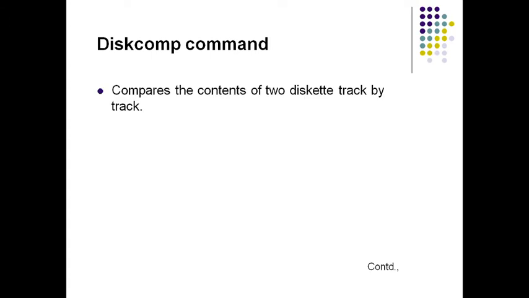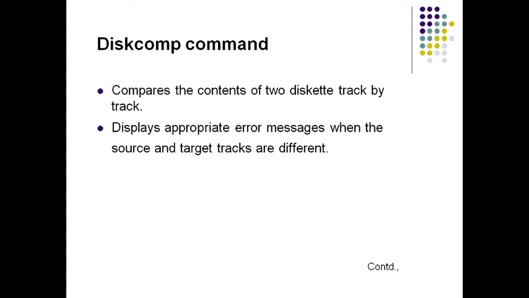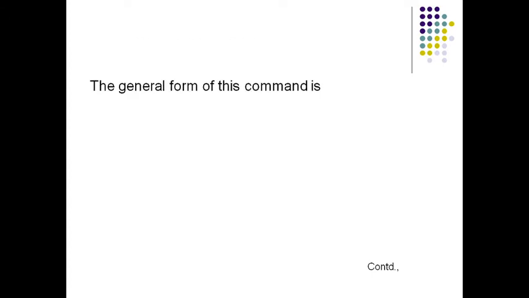Let us move to the other DOS external command, diskcomp. It compares the contents of two diskettes track by track. Diskcomp means it is comparing the contents of two diskettes, track by track. It displays appropriate error messages when the source and target tracks are different. So what is the syntax of diskcomp?